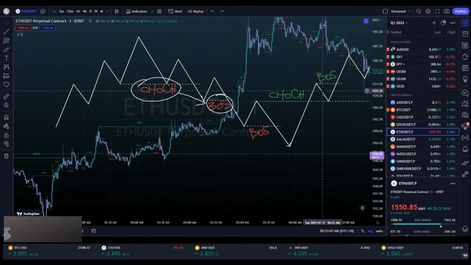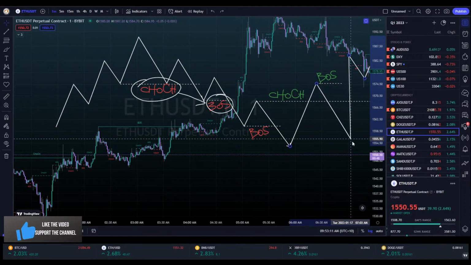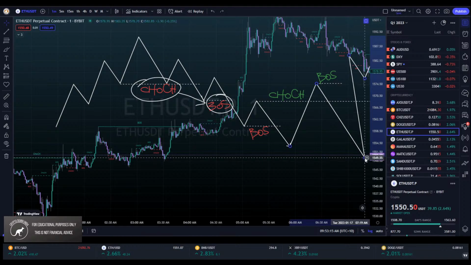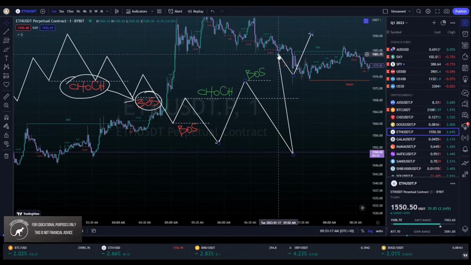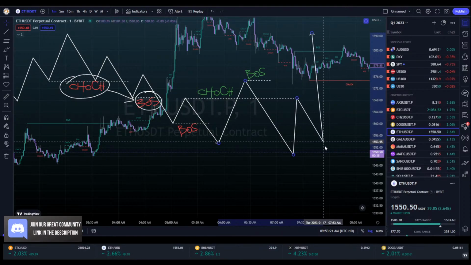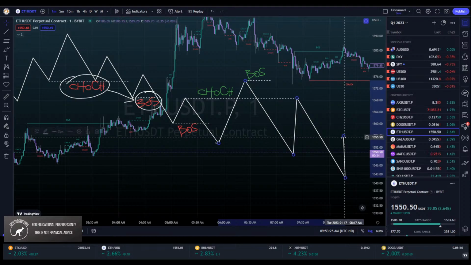I've seen a lot of the times though, you get a change of character, but then that change of character doesn't follow through with a break of structure. It changes back again. It goes like this. Something like that.